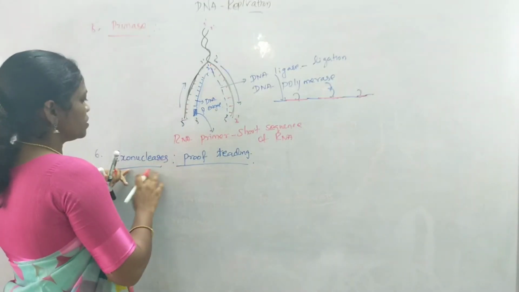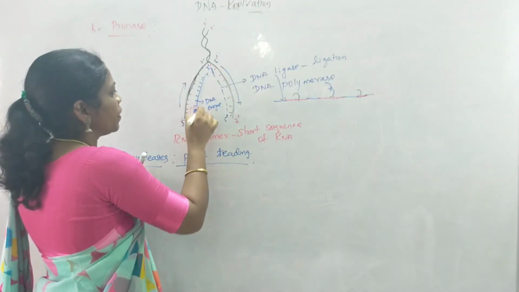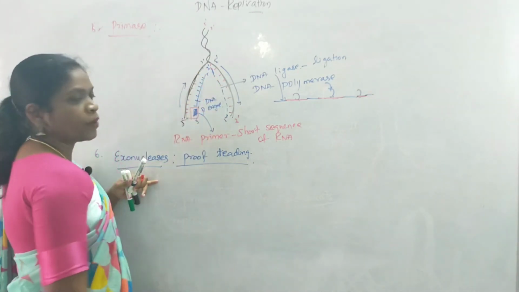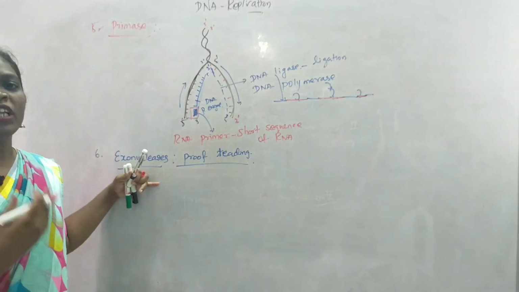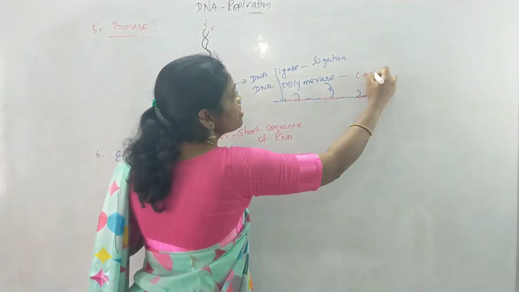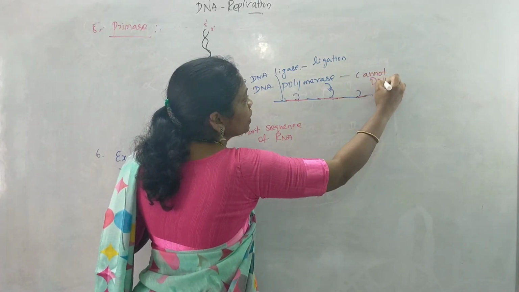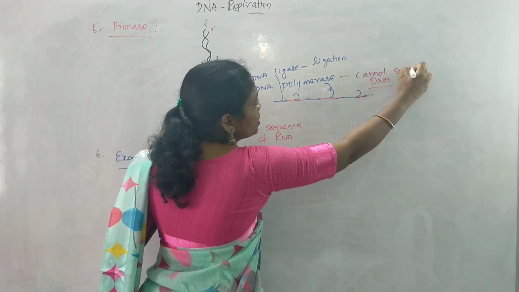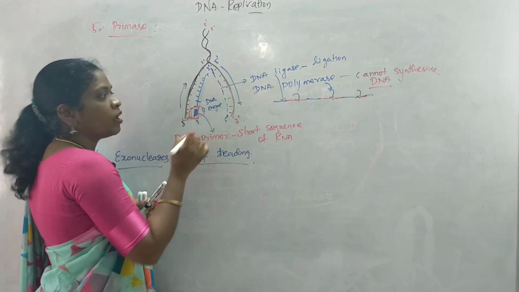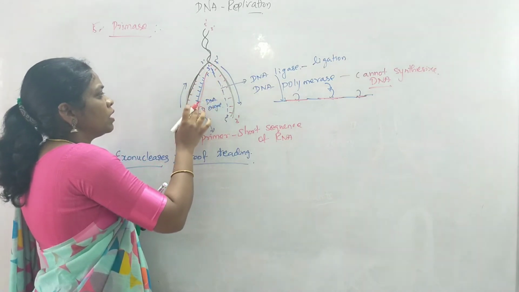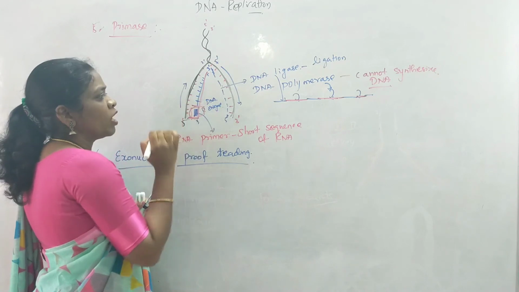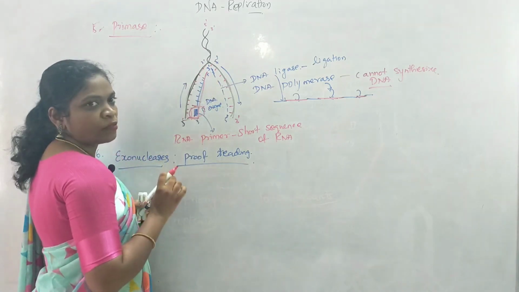So exonucleases remove this RNA primer, because once we have synthesized the DNA strand, we don't need the RNA primer. We need the RNA primer only to initiate the process of replication. DNA polymerase cannot synthesize the DNA strand on its own, so it needs the help of the RNA primer. When the complete strand is formed, the DNA strand should get separated from this RNA, so it falls off and the complete DNA strand will be formed here.